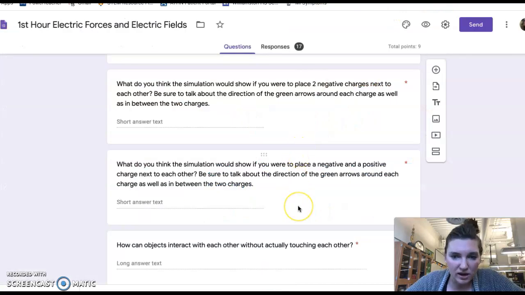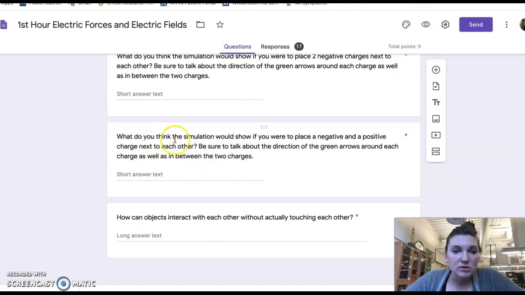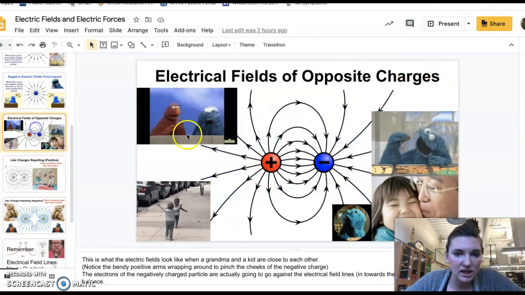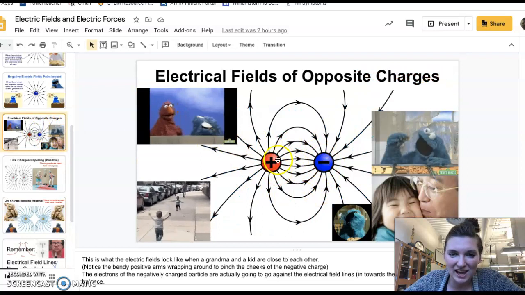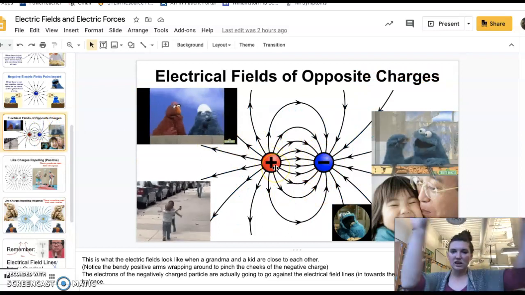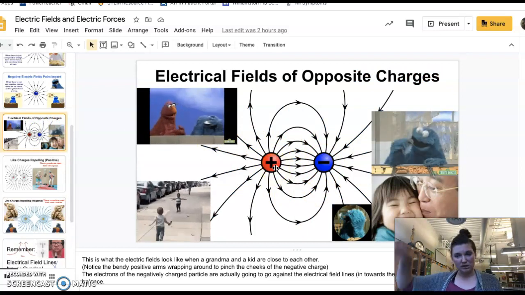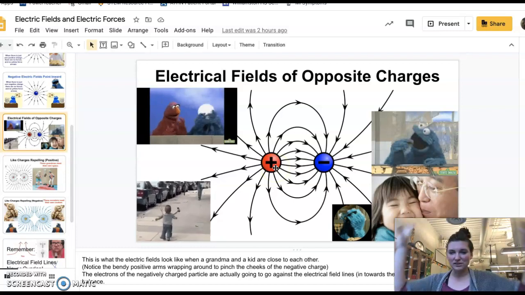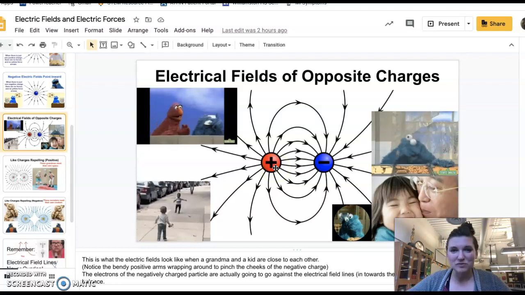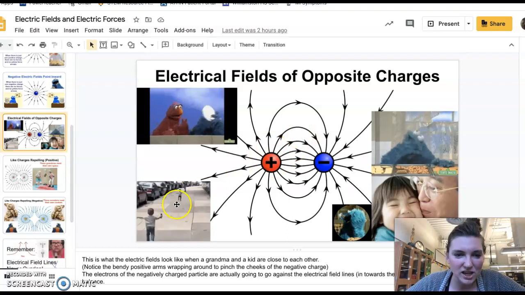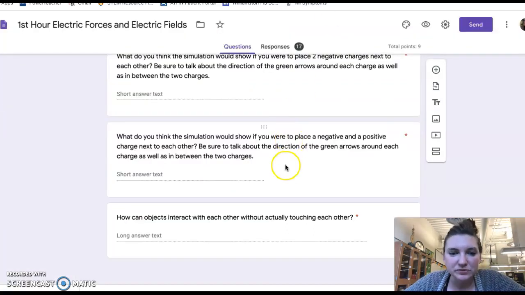Let's come back here. What do we think the simulation would show if you were to place a negative and a positive charge next to each other? Be sure to talk about the direction of the green arrows around each charge as well as in between the two charges. So that's going to look like this, okay? We're going to have the positive reaching out and the negative taking it in, and it's going to be this big circle, right? Because the positive loves giving and the negative loves taking it in, okay? They love each other.